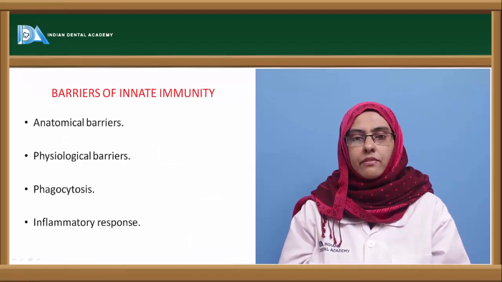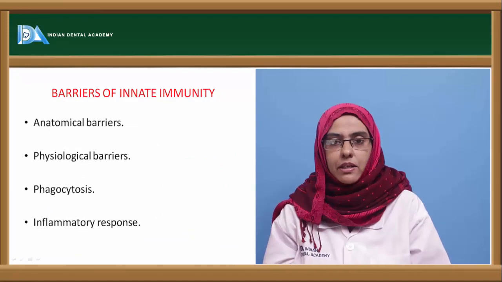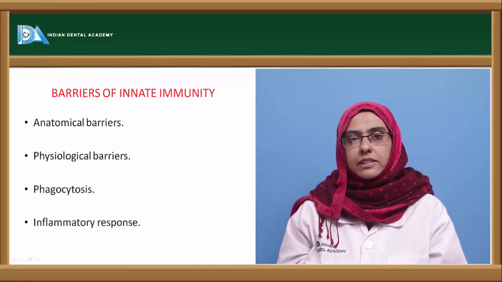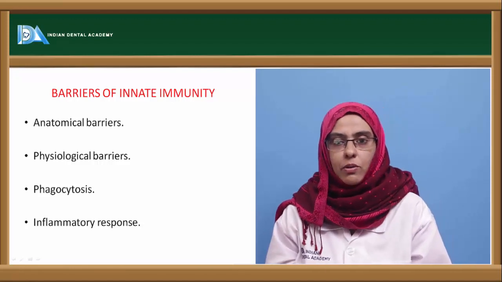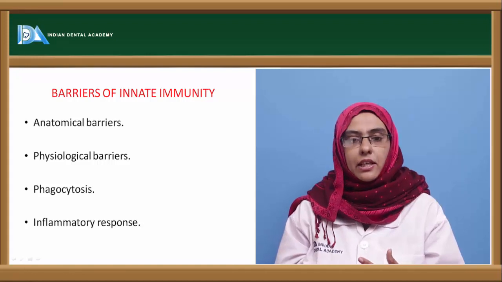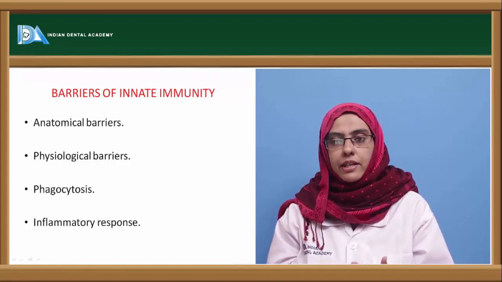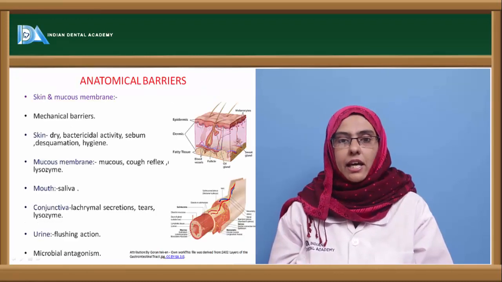Next, we have barriers of the innate immune system. The barriers of the innate immune system are divided into four that prevent the entry of the organism and prevent diseases in the human body. One is the anatomical barriers, second is the physiological barriers, third is the cellular immune factor, and fourth is the inflammatory response. So first I will deal with the anatomical barriers.